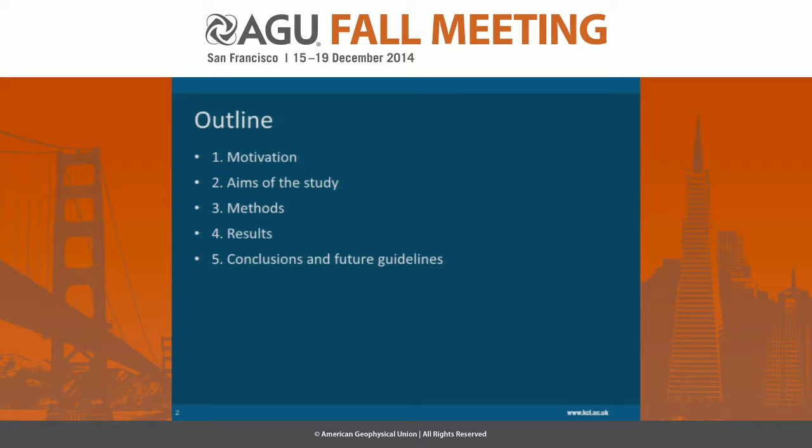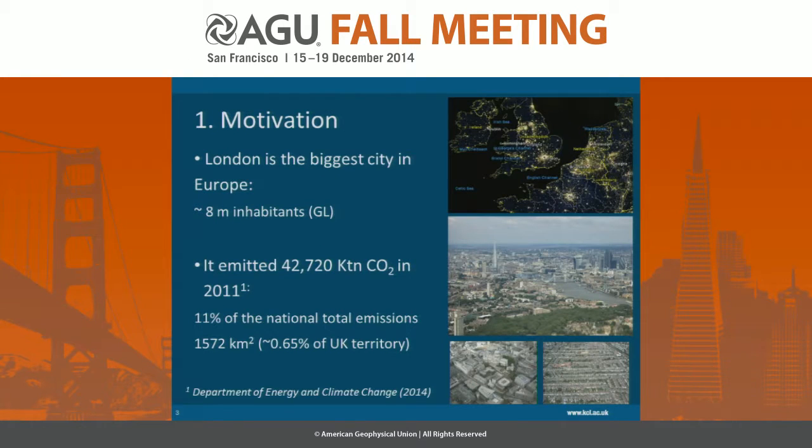And to start with, I'm going to talk about why we are interested to measure CO2 fluxes at the urban scale in London. London is the biggest city in Europe. It has about 8 million inhabitants if we just compare the boundaries of London itself, and that will rise up to 12 million if we consider the entire metropolitan area. And it emitted roughly 43,000 kilotons of CO2 in 2011, and that represents about 11% of the national total emissions, and those emissions just occur in about 0.65% of the UK land.